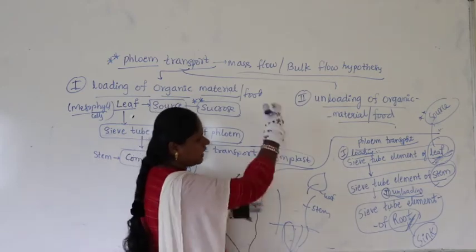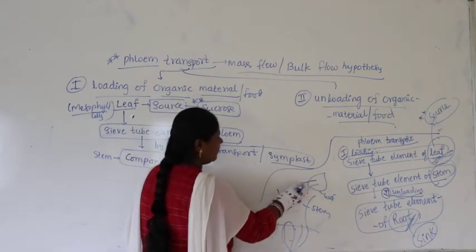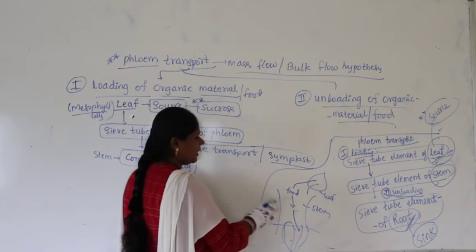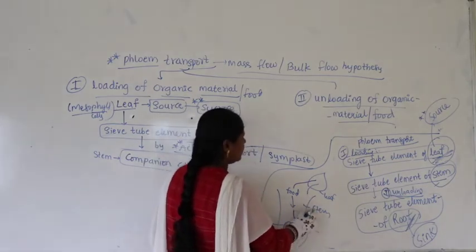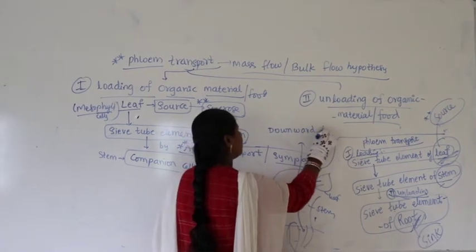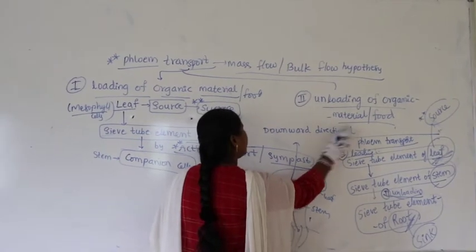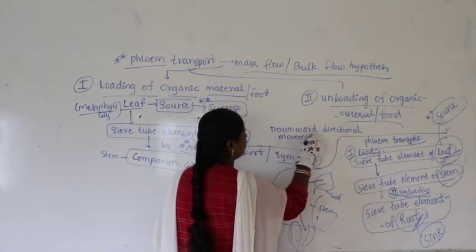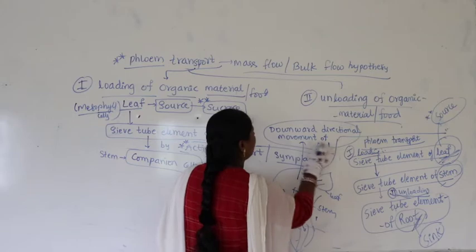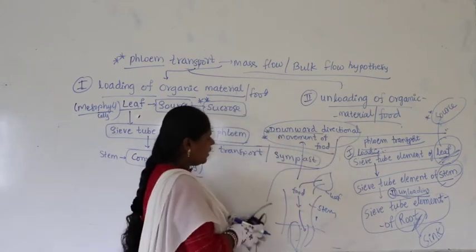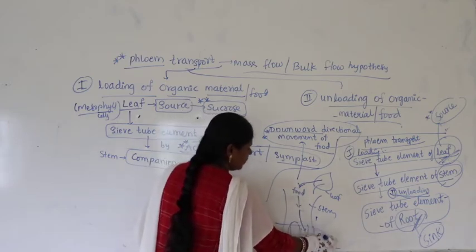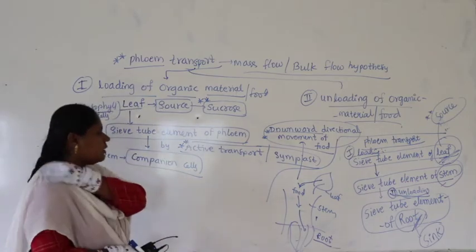So what is the directional movement we are discussing here? From the leaf, food is coming to the stem, and from the stem it's going to the root. We are discussing a downward directional movement of food. That means from the leaf food is coming down to the stem, and from there it's going to the root. Right? So this is called downward direction.